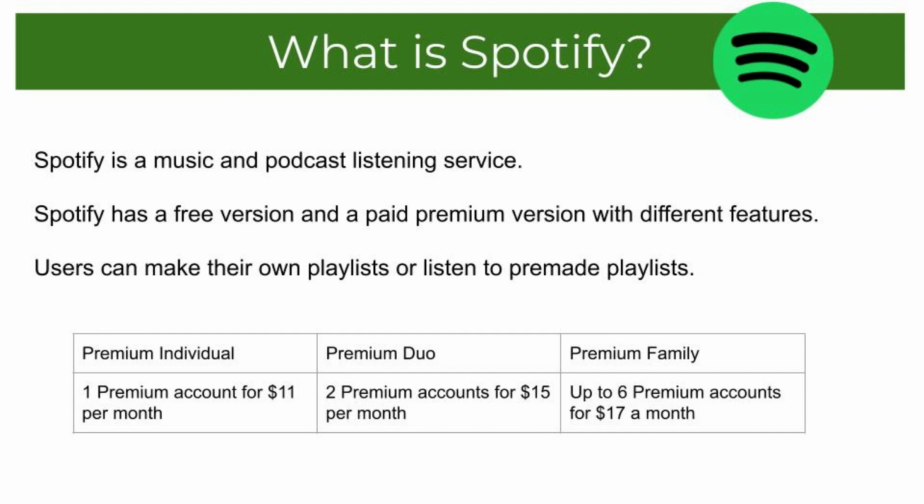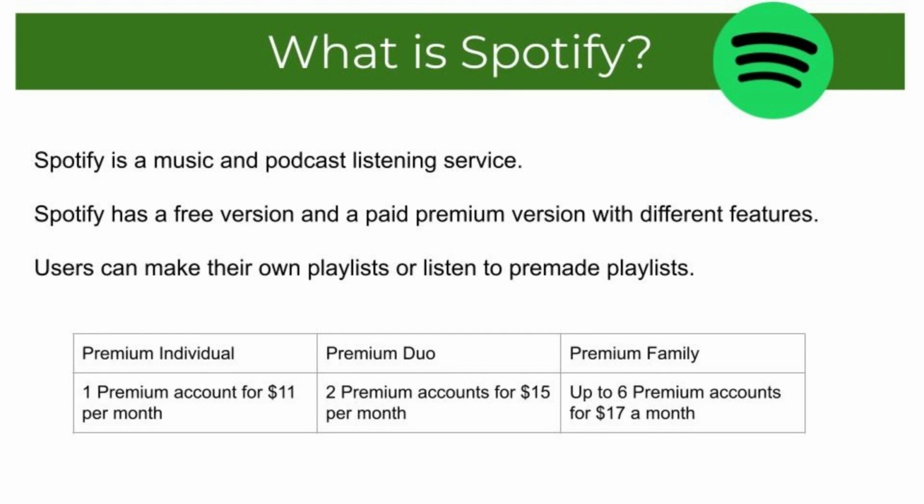Spotify has 3 types of premium plans. First, there is Premium Individual, which is one premium account for $11. Next, Spotify has Premium Duo, which includes 2 premium accounts for $15 per month. Finally, we have Premium Family, which includes 6 premium accounts for $17 a month.